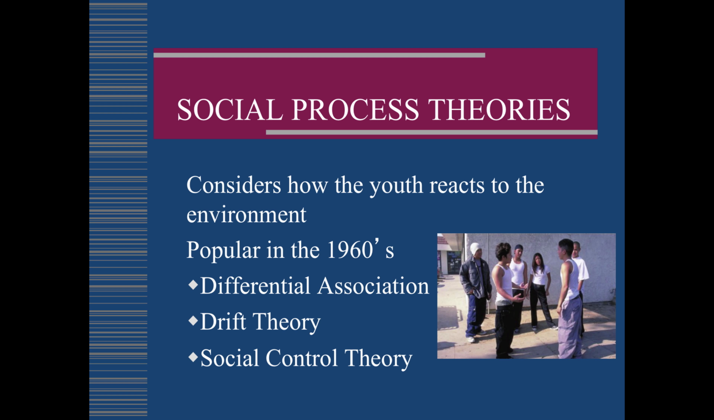This chapter will consider social process theories. These theories examine the interaction between the individual and their own environment. Some of the more popular theories in this area include differential association, drift theory, and social control theory.